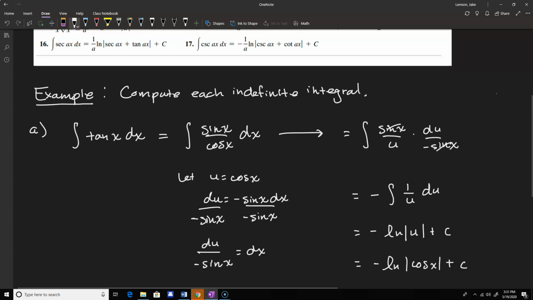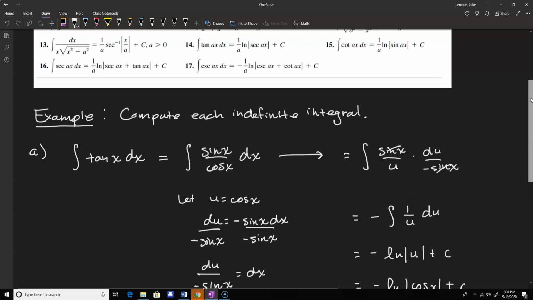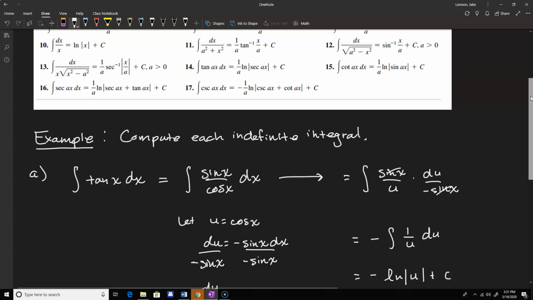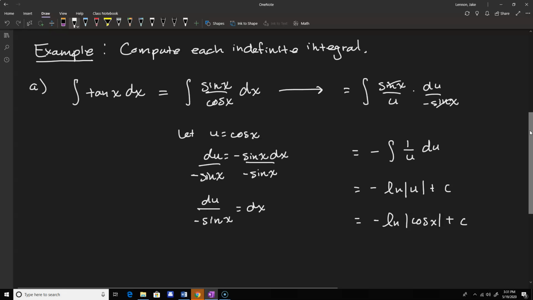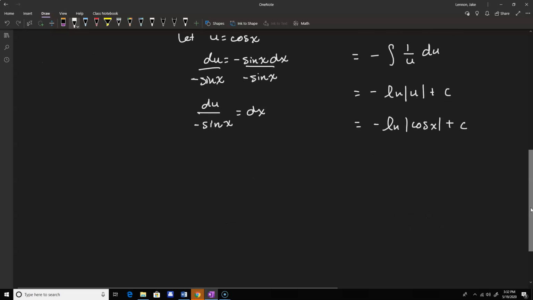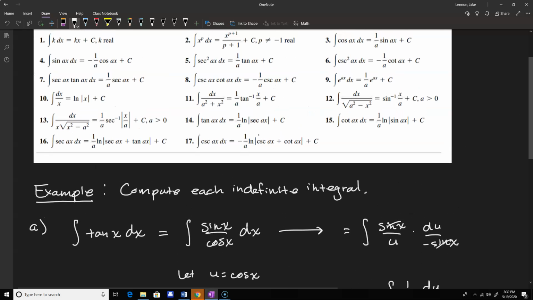If we look back at the table, they have the natural log of the secant. So that is some very fancy algebra that they're throwing in. Typically, I would be quite happy if you just left this as minus the natural log of the cosine of x plus c. Let's say we want to write it fancy. So in terms of the table, they write it as this natural log of the secant. So if a were equal to 1, we would have our example.